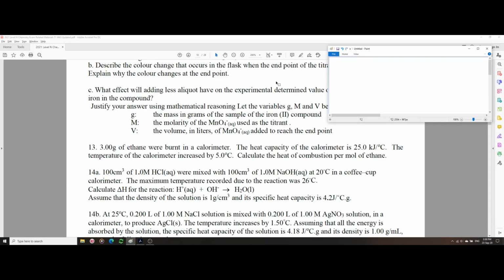Okay, so question 13. Now this one's really easy. I'll give you a few seconds to pause and solve it, and then afterwards we'll do it together. Okay, so let's start.